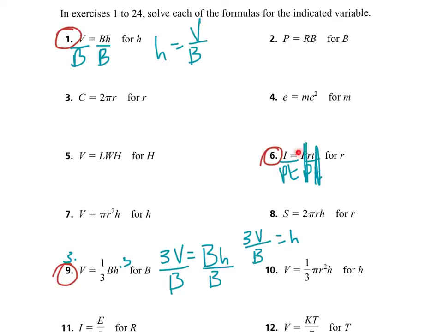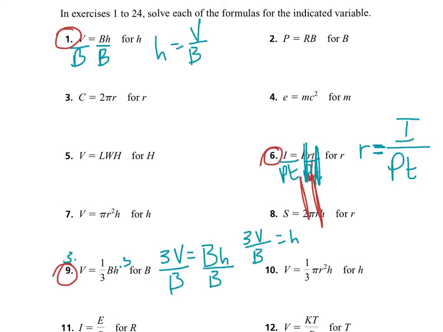And number 6 is I equals PRT, another basic interest formula: principal times rate times time. If you divide off both the P and the T at the same time, you end up with R equals I over PT. And finally, this one down here is the volume of a one-third big B H. So a pyramid, I guess. For the volume of a pyramid, you can multiply first by 3 to cancel those out. So you have 3V. Then you can divide off the B. So 3V over B, as in boy, is equal to H.